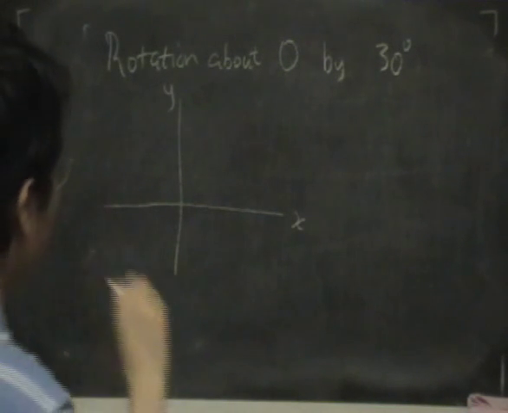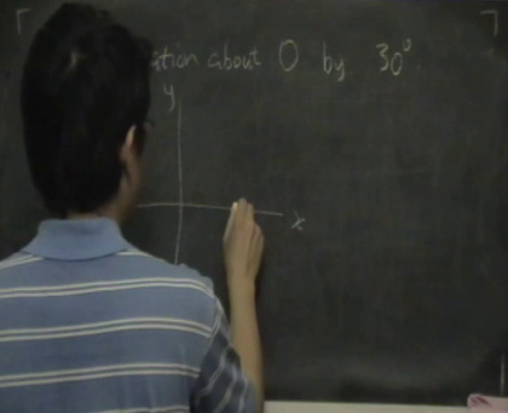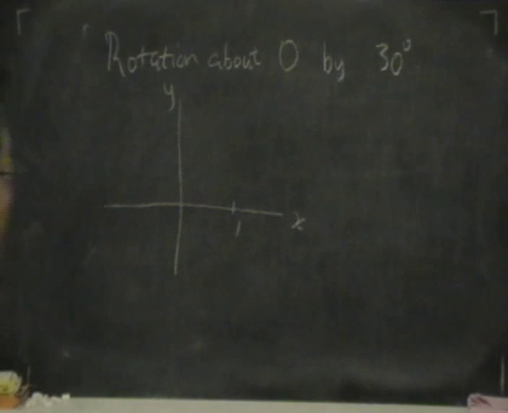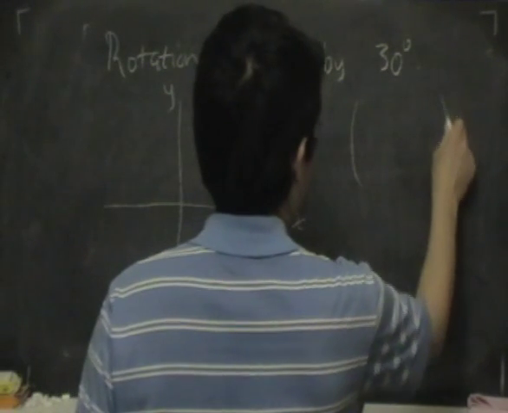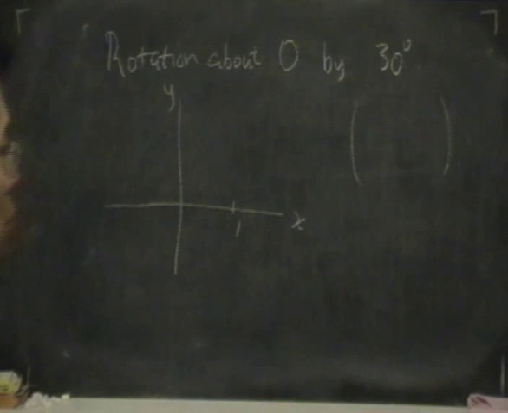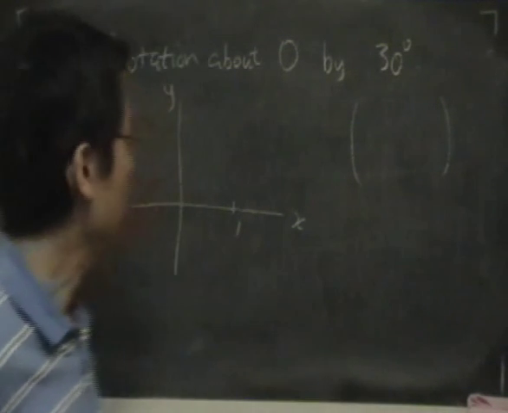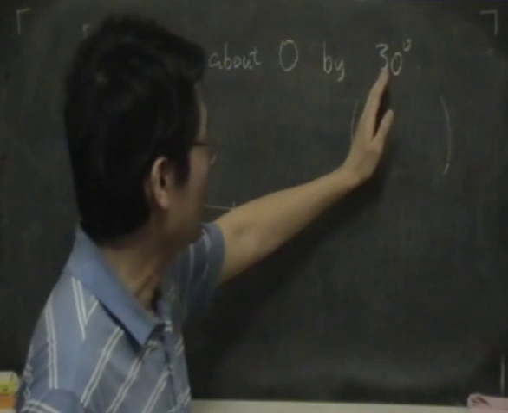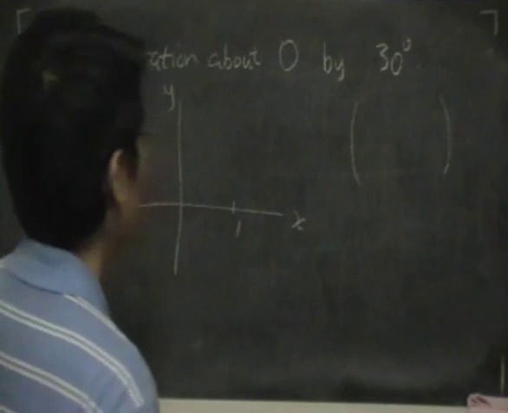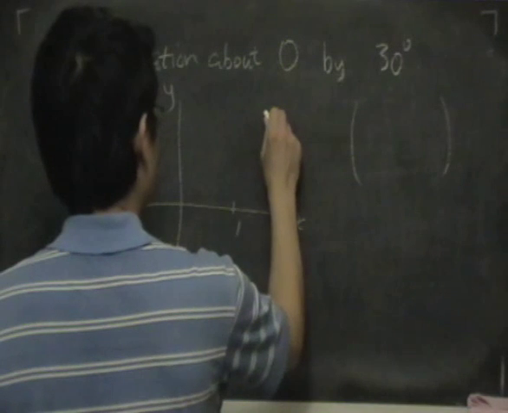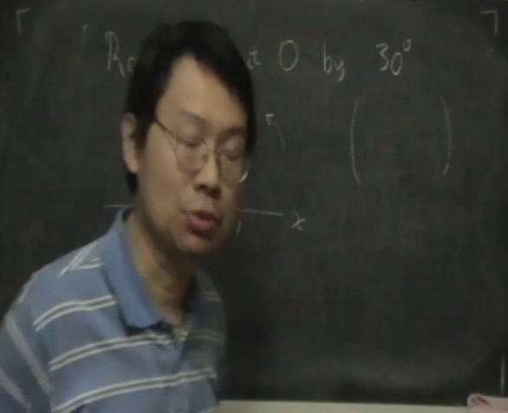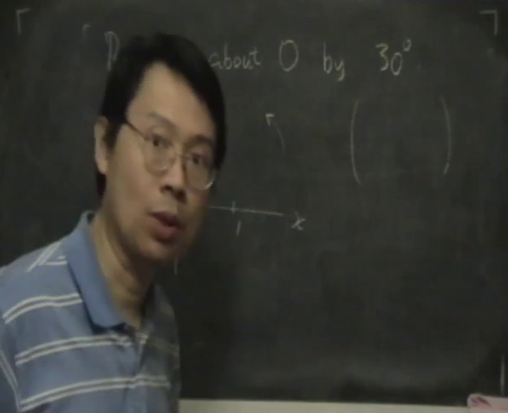So following the same idea, I start with point 1 on the x-axis. The image of this point should give me the first column. Right, so when we say rotation by 30 degrees, it always means in the anti-clockwise direction. If we say minus 30 degrees, it would be in the clockwise direction.